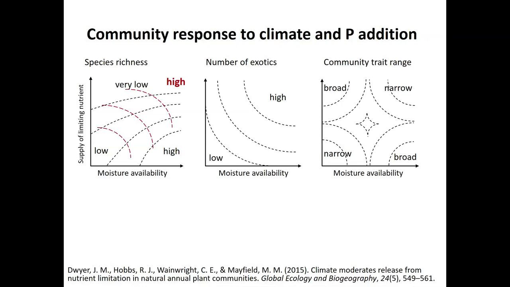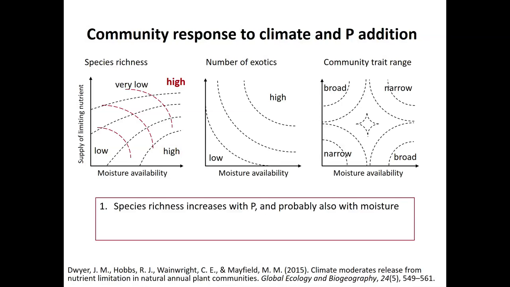In terms of number of exotics, I counted exotics to mean the non-serpentine specialists, and in that case, our results agree with theirs, that we get more exotics with higher moisture availability and higher limiting nutrients. But then in terms of the community trait range, they predicted and they showed that the community trait range, which means that if your community has a very narrow trait range, then the species tend to be quite selected for a particular set of conditions. The broader they get, the more generalist and variable the community is. And they showed that there's a transition, that you have a very narrow community trait range where both things are limiting. But then it becomes narrow again where moisture availability and the nutrient availability is much better.